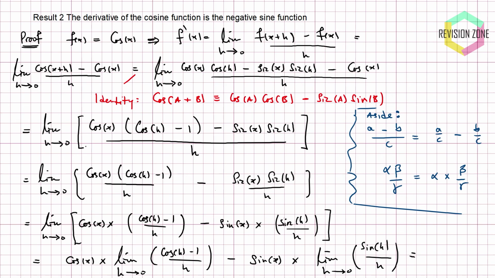And now these are standard limits because we showed this in the previous video in this series, that the limit of cos h minus 1 over h as h tends to 0 is actually 0, and the limit of sine h over h as h tends to 0 is actually 1, which then means that the first term here gives us 0 because cos x times 0 is just going to give me 0, and the second term gives me minus sine x times 1, which gives me minus sine x. So we've been able to formally work out the derivative of the cosine function, and we've shown that it's the negative sine function.